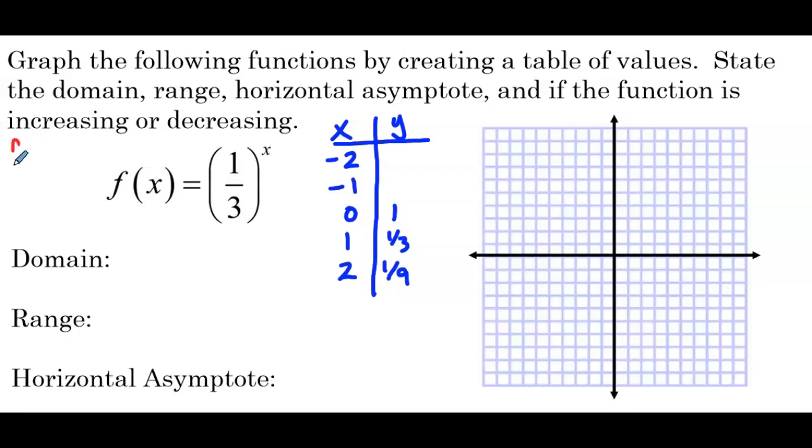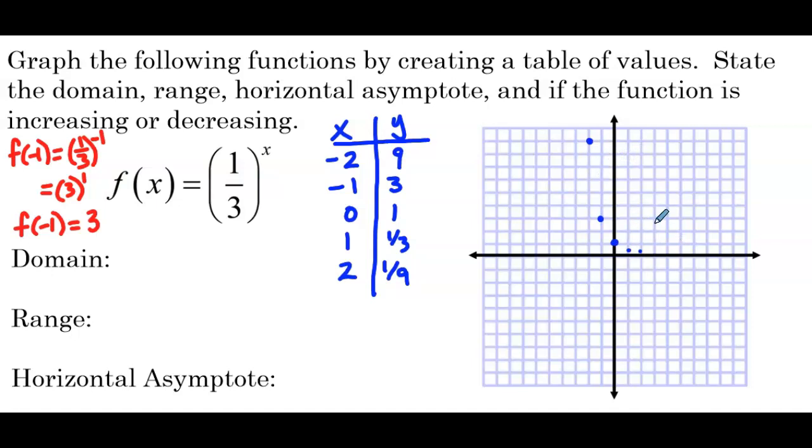So let's say f of -1 equals 1/3 to the negative first. Again, if we remember our properties of exponents, that's going to be 3/1, which is just 3, to the positive first. So f of -1 is equal to 3. Similarly, if we input -2, we'd have 1/3 to the negative second, which becomes 3 to the second power, which is 9. So we have -2, 9, -1, 3, 0, 1, 1, 1/3, 2, 1/9.